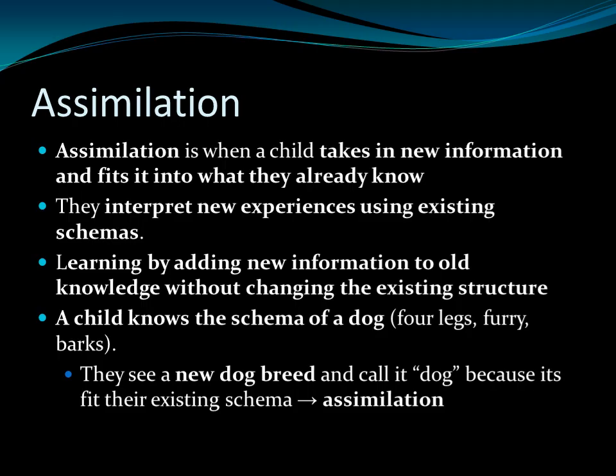For example, a child knows the schema of a dog, and the child knows that a dog has four legs, it's furry, and it barks. Then the child sees a new dog breed. For example, the child sees a German Shepherd and calls it a dog. There is assimilation. The child hasn't changed anything, but now the child has added into the schema the child already has, and he has called this new breed a dog. That is what assimilation is.